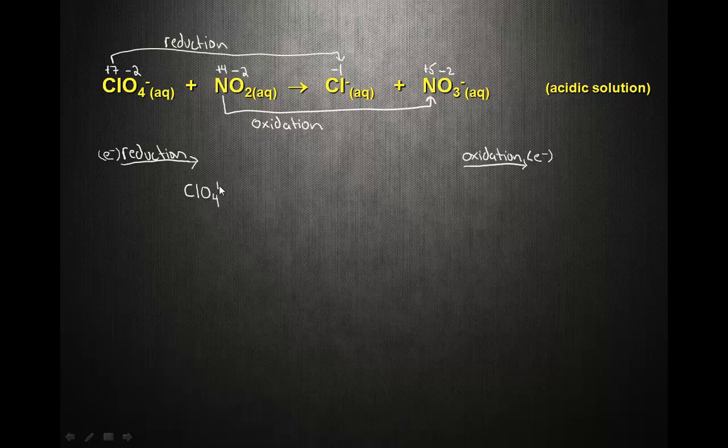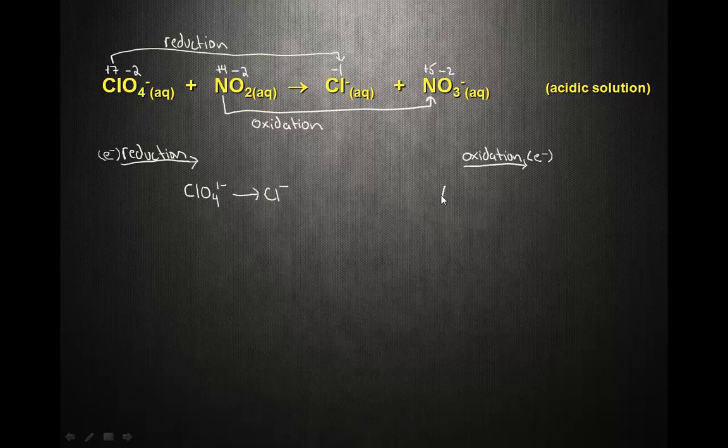ClO4 1 minus. And it goes to Cl minus. So I'm just going to put an arrow here. Cl minus. I'll do the same thing with oxidation. The reactant is NO2 going to NO3. So we'll just write that as well.